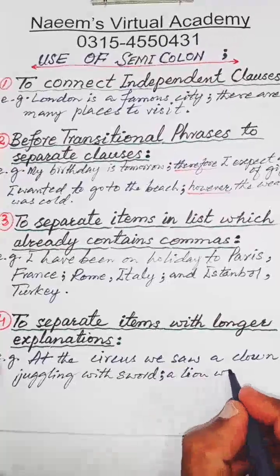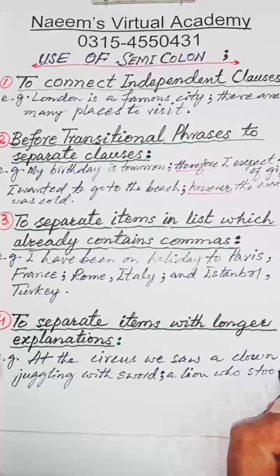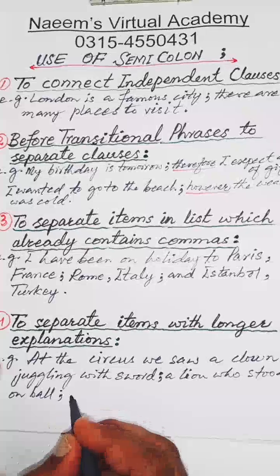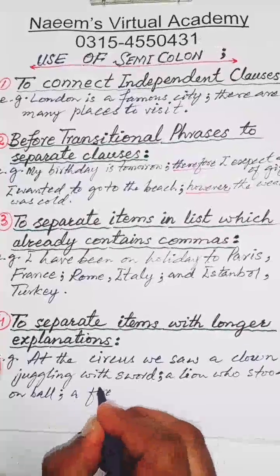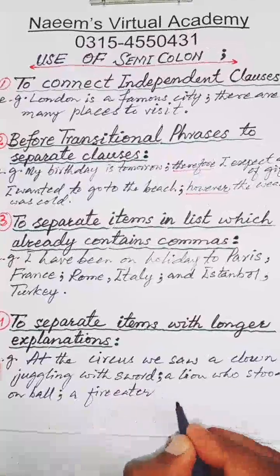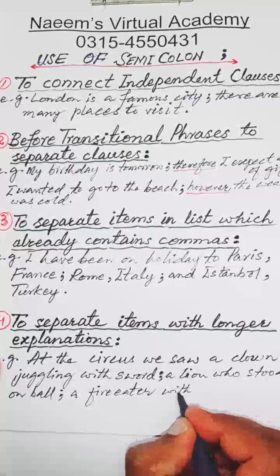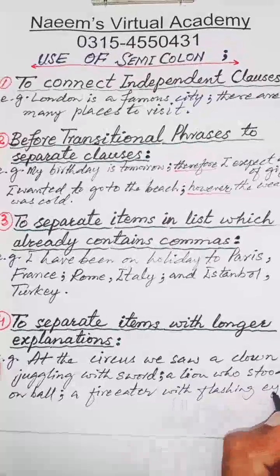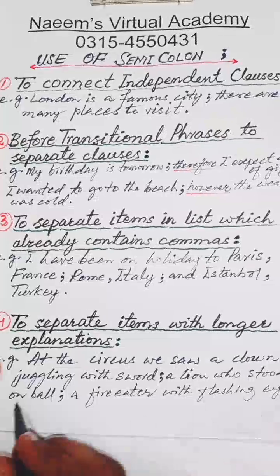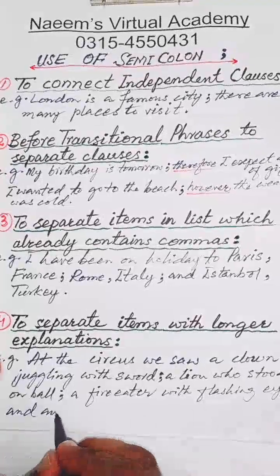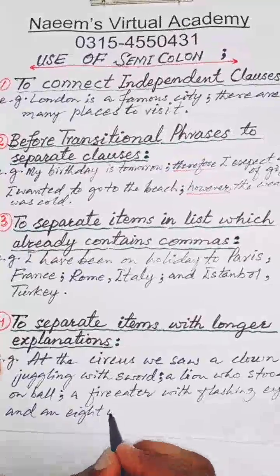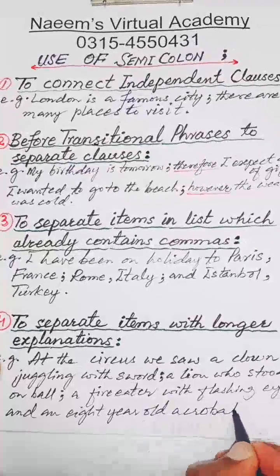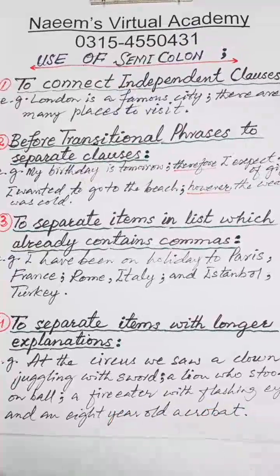A lion who stood on a ball; a fire eater, one who breathes fire from the mouth, a fire eater with flashing eyes; and an 8-year-old acrobat. So these are the longer explanations you can see.